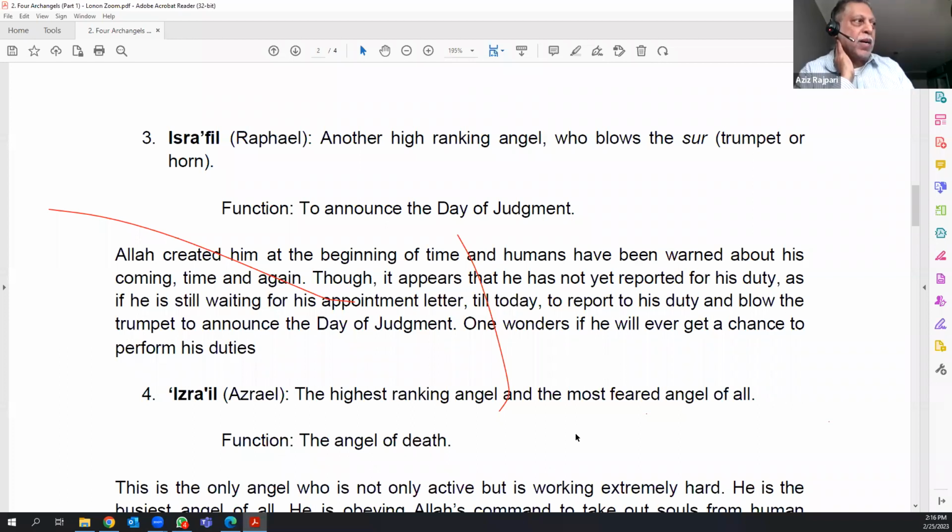What are we going to do about Israfil? He never reported to work. That is the question. Right, okay. Yeah. Aziz Bhai, this lady has her hand raised. Sorry, I apologize. Give me one second, we'll come back to you.